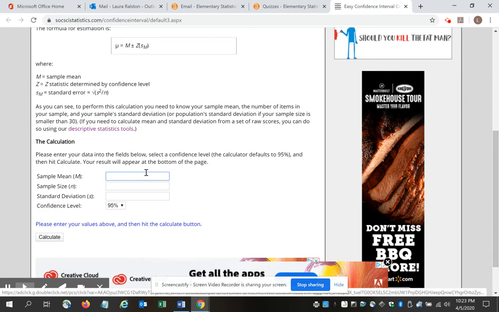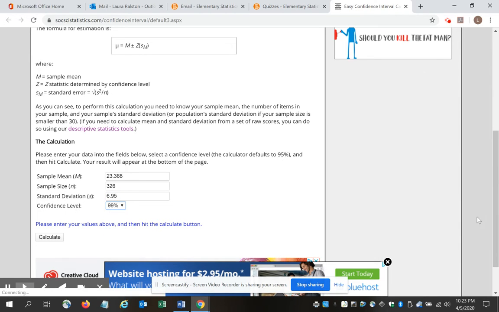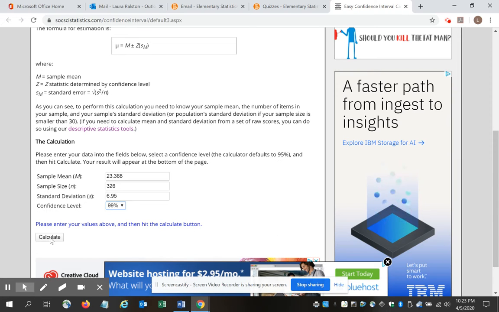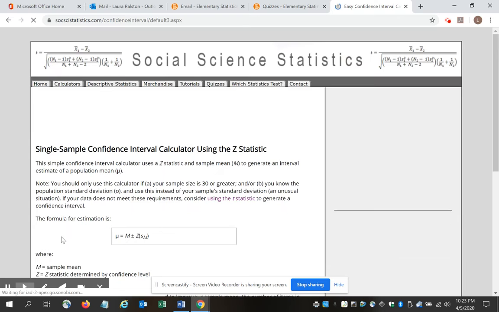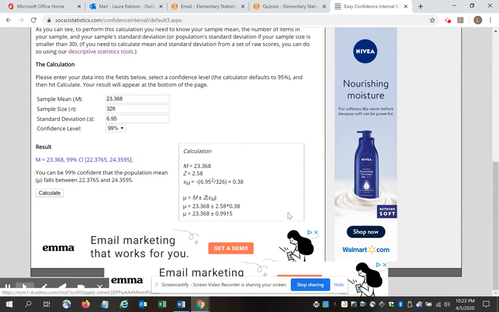So we put in the sample mean, which was given to us as 23.368. My sample size was 326. The standard deviation, again, this is a Z interval. You should be using the population standard deviation, which was given to you at 6.95. We're doing a 99% confidence interval. Calculate. Again, the calculator does all the work for you.